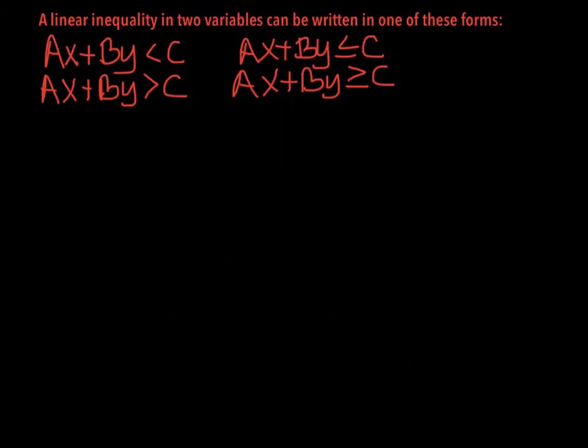Okay, now we're moving on to the next section on linear inequalities. And a linear inequality in two variables with x and y can be written in one of these forms. These are in standard form, but it doesn't really matter which form you use. Instead of an equals, you're going to have either a less than or greater than, a less than or equal to, or a greater than or equal to.